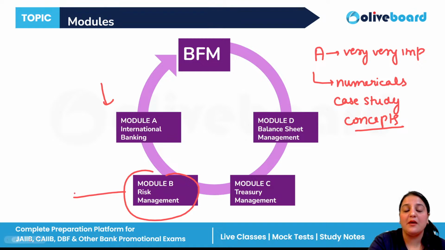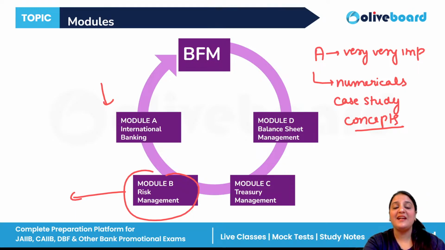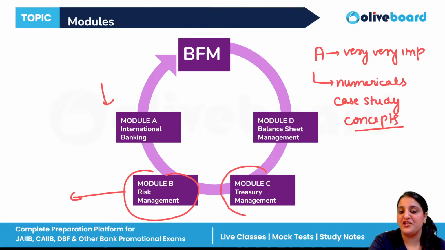Module B is about risk management. In this module we will discuss different types of risks that are faced by banks and how banks manage these risks with a proper management framework. Then we have treasury management, of which we are going to learn in this, and then how to manage assets and liabilities in a bank. We are going to deal with that management in this Module D.